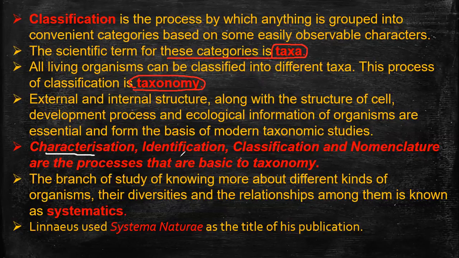Characterization, identification, classification and nomenclature are the processes that are basic to taxonomy. Next is systematics. So the difference between taxonomy and systematics, you should refer to. The branch of study of knowing more about different kinds of organisms, their diversities and their relationship among them is known as systematics. And Carl Linnaeus wrote a book known as Systema Naturae.